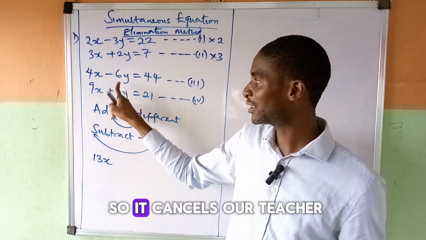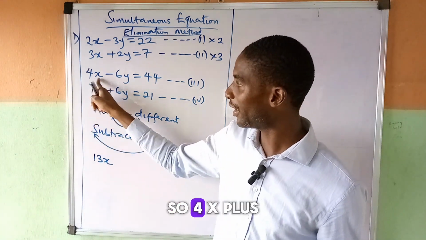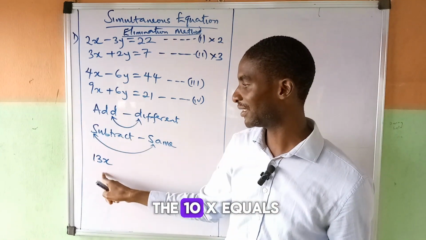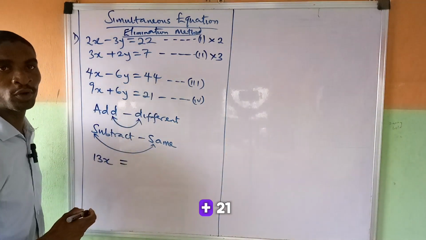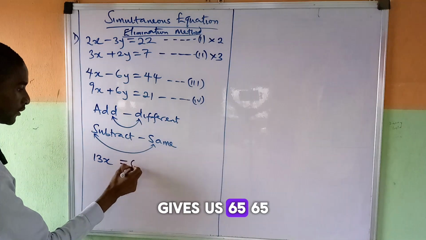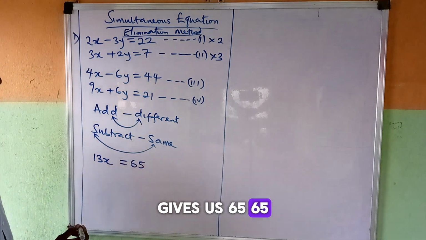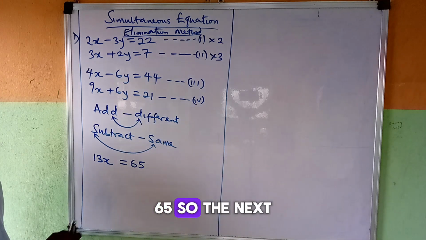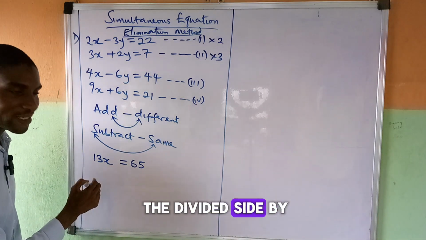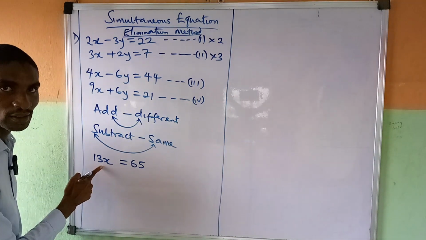And that is 0, so it cancels out each other. So 4x plus 9x gave us 13x equal to, then what is 44 plus 21? It gives us 65. Yeah, 65. So the next thing we want to do is to divide both sides by the coefficient of x.